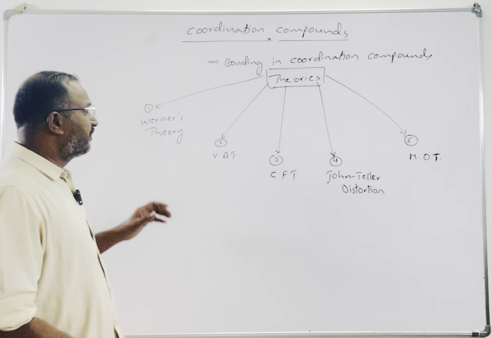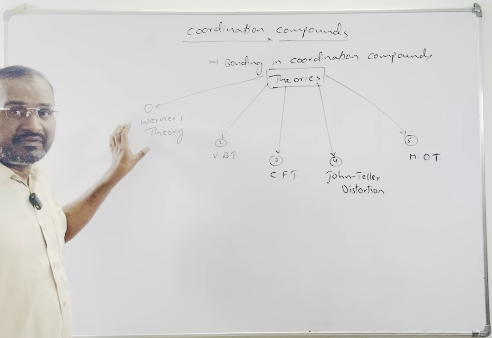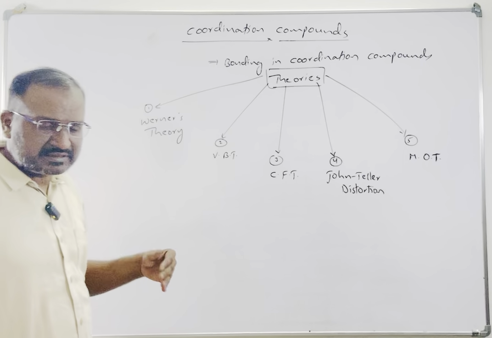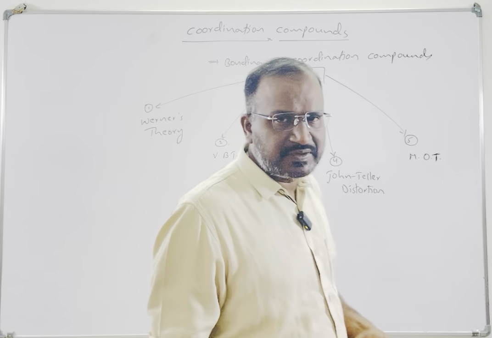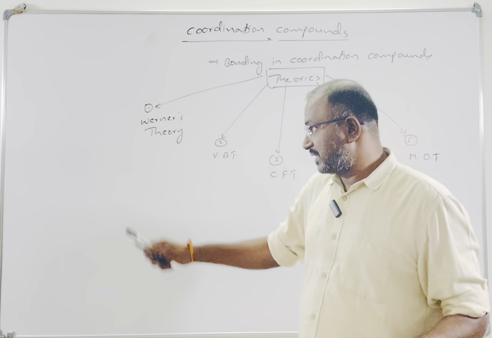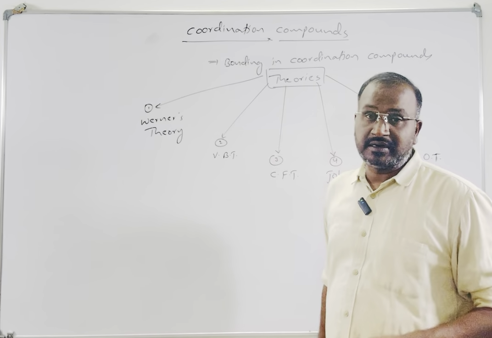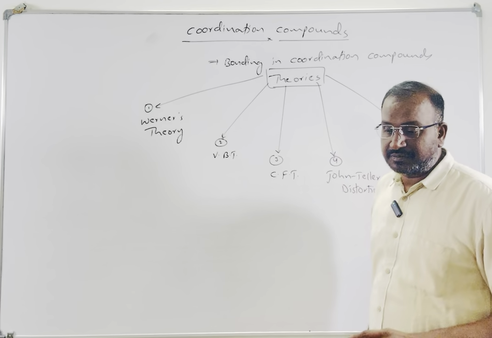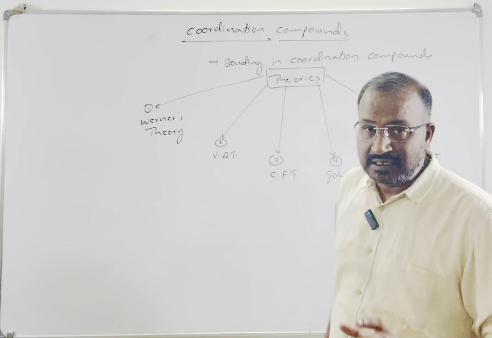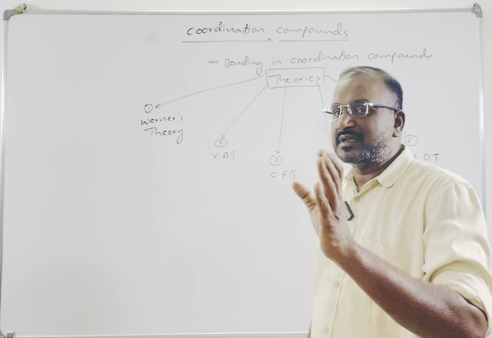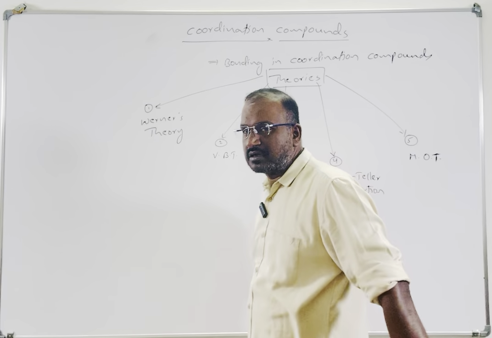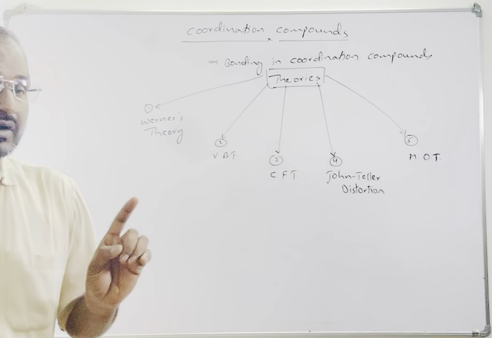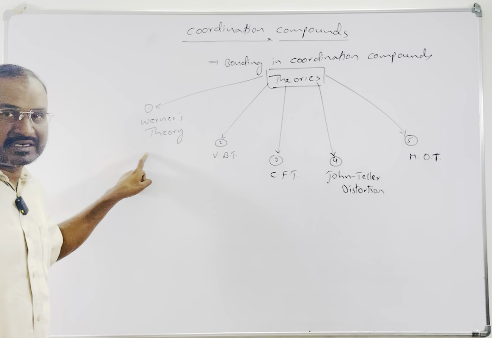In that, the first theory is Werner's theory. This is the foremost and first theory. Sometimes it is called Alfred Werner's theory. This theory was proposed by Alfred Werner, and he is the father of coordination compounds because he was the first scientist who clearly explained the structure of coordination compounds. So the first theory to explain the bonding in coordination compounds is Werner's theory.